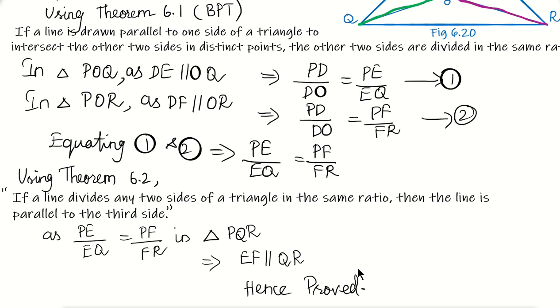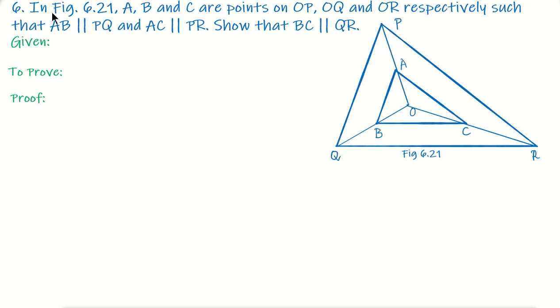Prove பண்ணியாச்சு fifth problem. Sixth problem like the same pattern தான். Okay, only that diagram is little bit different. Let's move on to the sixth one. In figure 6.21, A, B and C are points on OP, OQ and OR respectively, such that AB parallel to PQ and AC parallel to PR. Show that BC parallel to QR. This is the figure for the problem number 6.